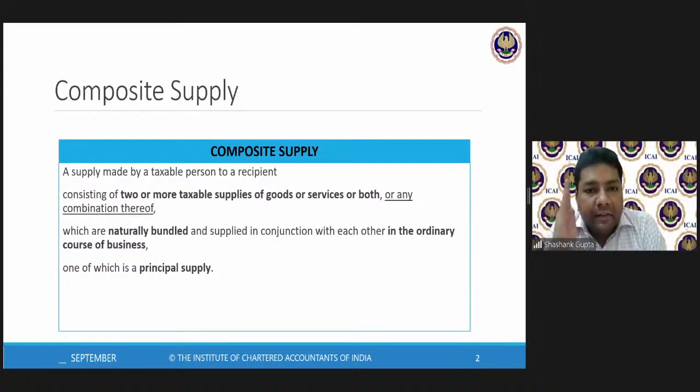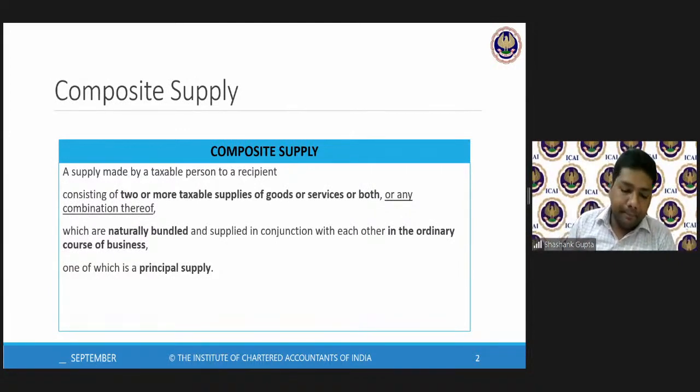So once it is established that a combination of supplies are naturally bundled in the ordinary course of business, how will that combination be taxed? The combination will be taxed as per its principal supply.